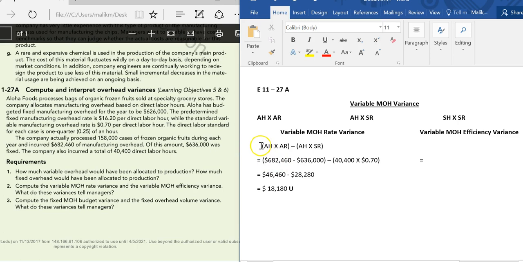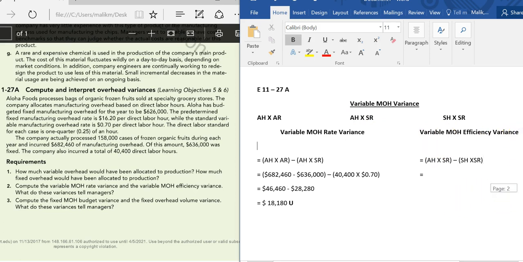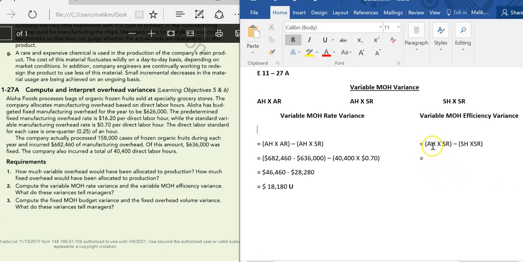So for this part, we need to figure out the difference between box number 2 and box number 3. So box 2 is AH times SR, and box 3 is SH times SR. I just wrote the formula one more time here so that you understand how I'm getting all these numbers. So now here, AH times SR is already given here. AH times SR, that's the second box. We also used it for our first variance calculations. So AH means our actual hours. It's again given here, 40,400.